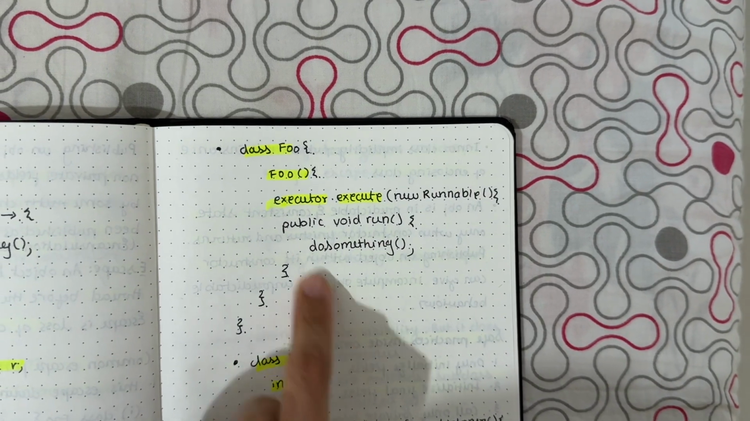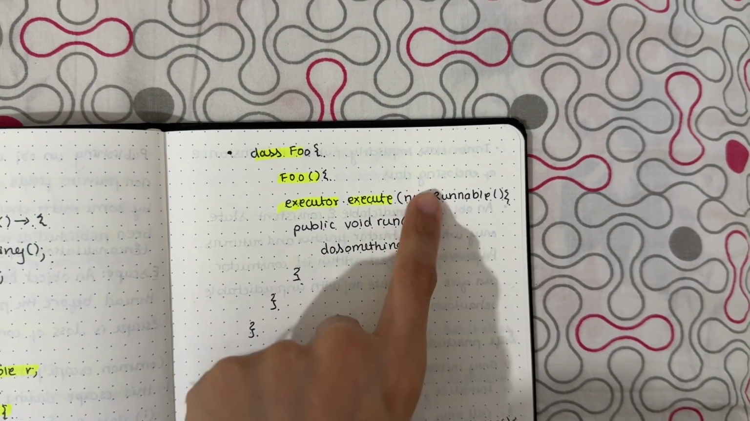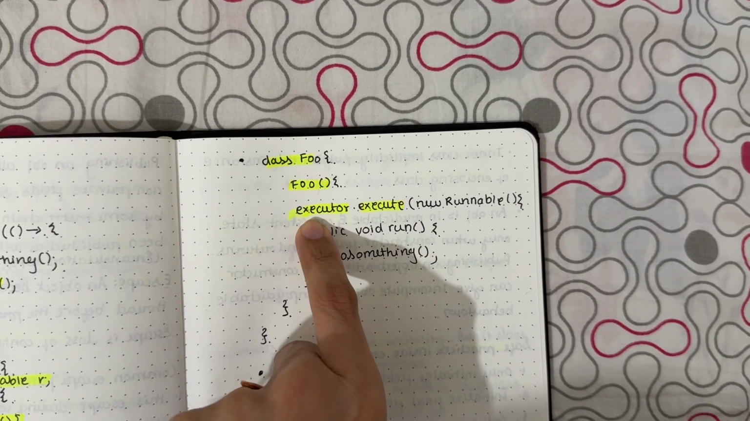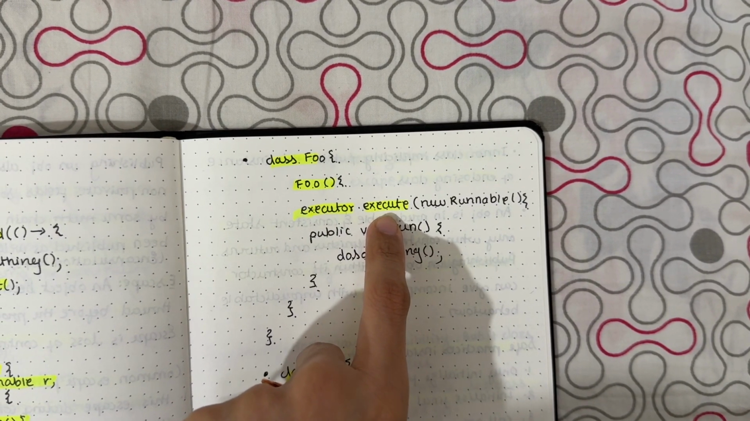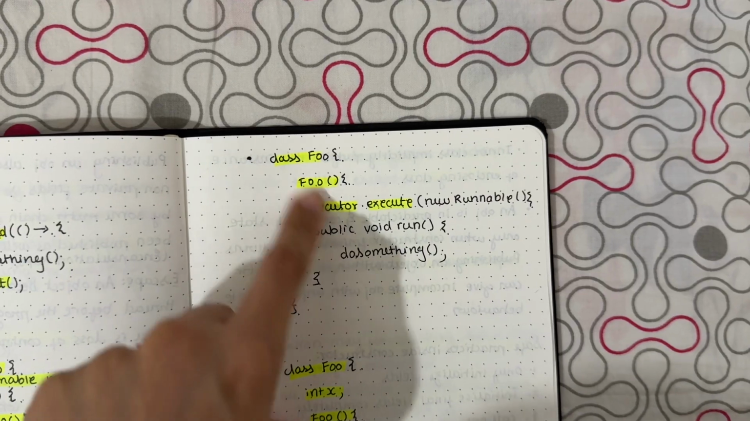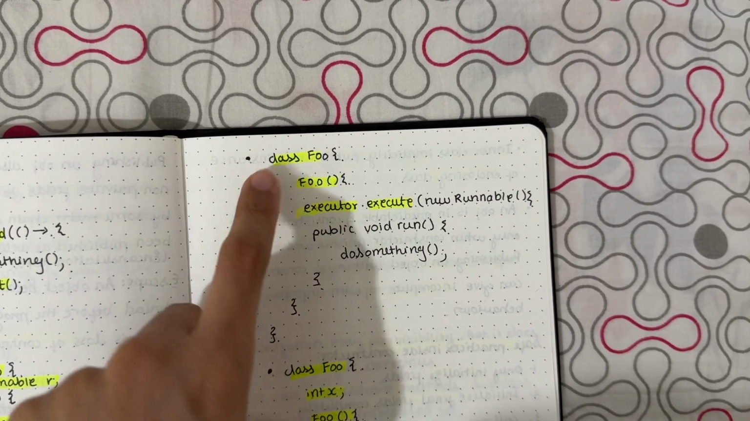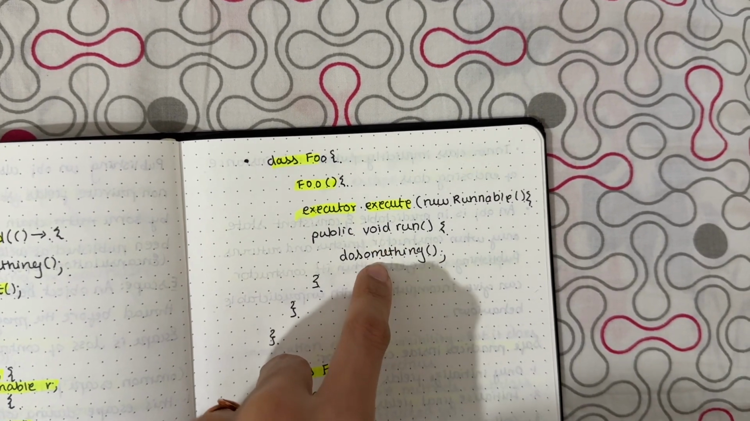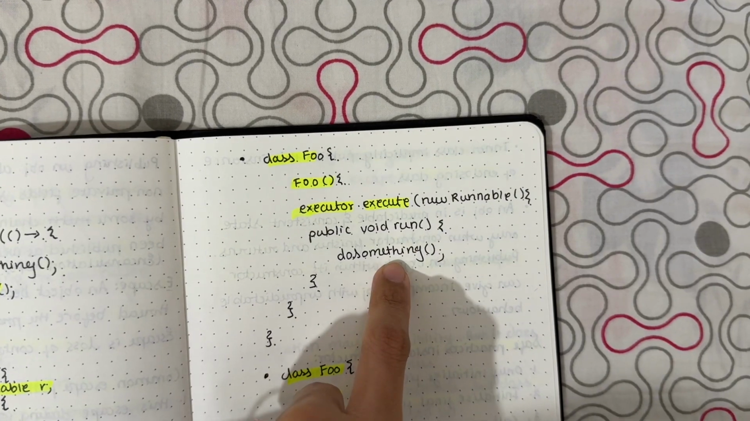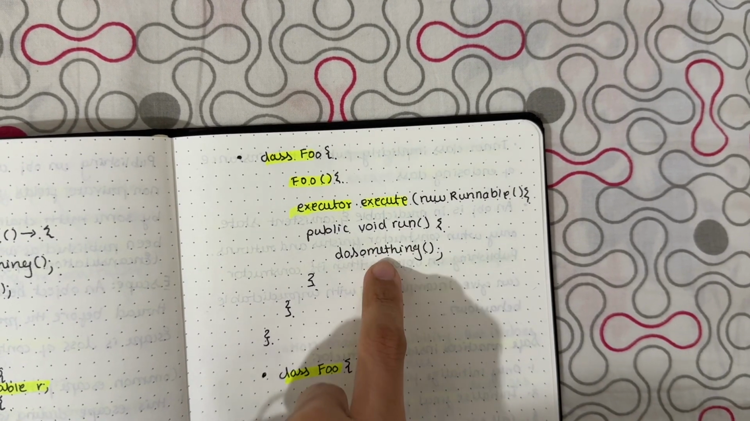Another example is where I am passing the Runnable inner class to an executor and calling its execute method in the constructor itself. Here also my this has escaped and the doSomething method is being called on a partially constructed object.